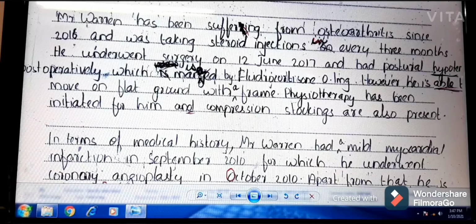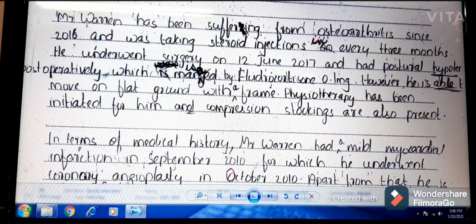When a sentence is written in present perfect continuous, it is good to use since or for to show specific time or a period of time. When since is used, use a specific time. See, here in this sentence, it is written, Mr. Warren has been suffering from osteoarthritis since 2016.